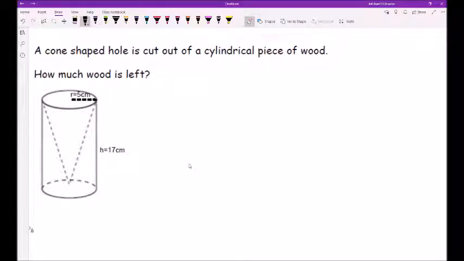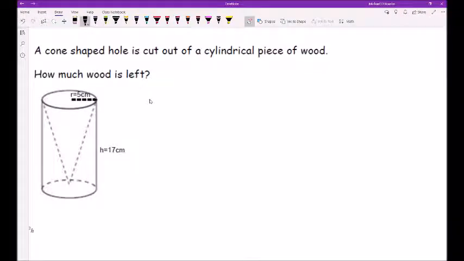So this one here, okay, it's asking this time, a cone-shaped hole is cut out of a cylinder piece of wood. Okay? So if you think about it, we have a cylinder of wood, and we cut a cone out of it. Okay? How much wood is left?